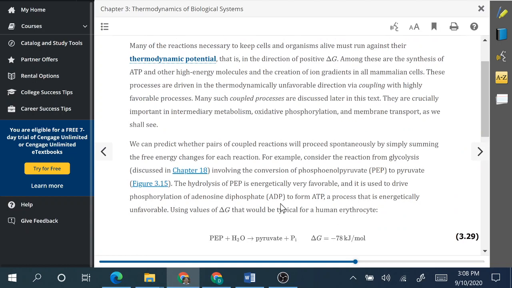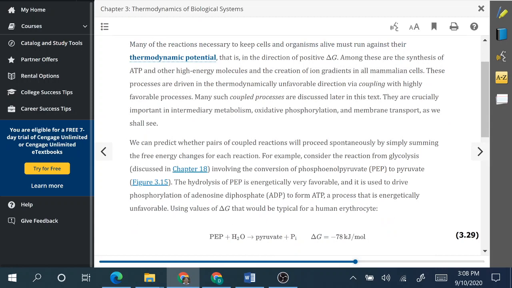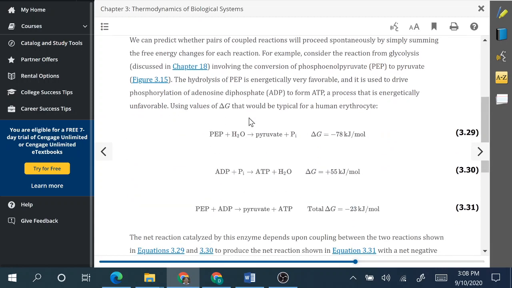Let's remember that coupled processes are important for living things. If we have a process that is unfavorable, and that process is coupled to a favorable process, then that will make the unfavorable process possible. That's very important because a lot of processes go against the potential, and so they need to couple with a favorable process in order to occur. You'll remember Hess's law from general chemistry, where you add reactions together and get an overall reaction. That's what we're doing here.